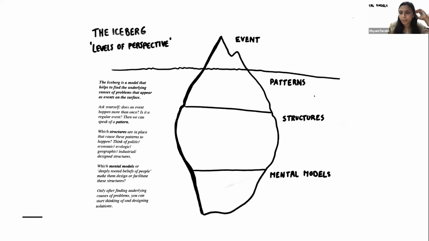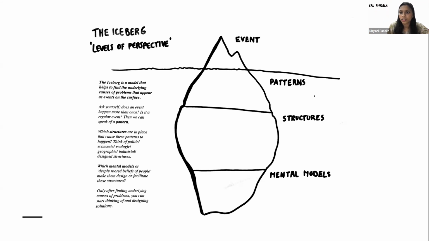So when we go down below, so you understand the entire iceberg, you look at three sort of divides, which are patterns, structures, and mental models. So when you look at patterns, you try to understand what sort of pattern this problem follows. So like I mentioned, you'll have to look at since how long is it happening? Is it a regular event? Can we speak of a pattern here?